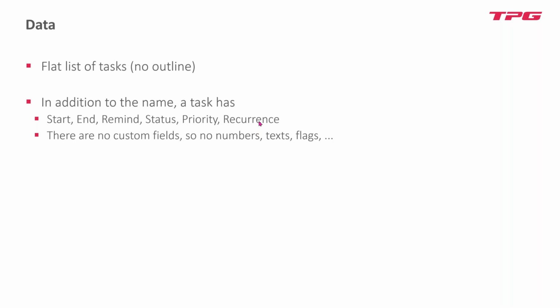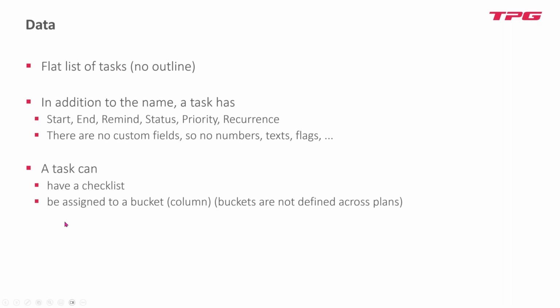But that's it. There are no custom fields, so you have no extra numbers, no texts, no flags, nothing like that. The only thing is labeling and some other things, but you can't have custom fields. So the data model is as it is. It can't be changed by the user. But a task can have a checklist, so in a task form, you can see an extra checklist where you can enter small steps of the task. But this is still a flat list of tasks. There is only this extra possibility for adding some real minor steps.